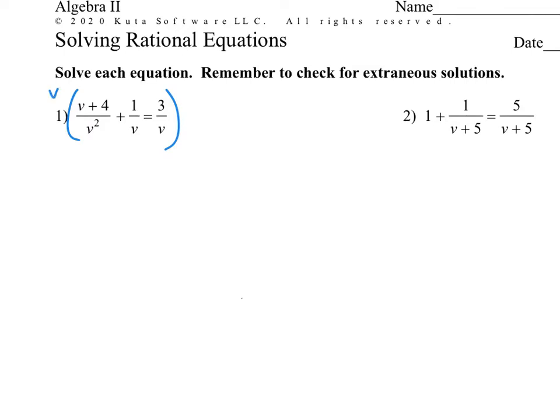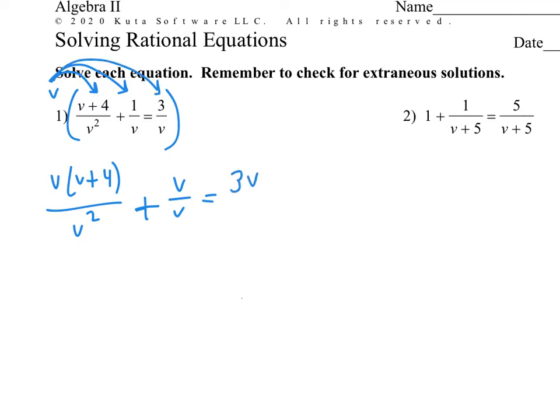If we multiplied by v, when you go to multiply by this v plus 4, it would be v times v plus 4 over v squared. Then when you multiply that, it would become v over v. And when you multiply the v over here, it would become 3v over v. This is what a lot of people did.